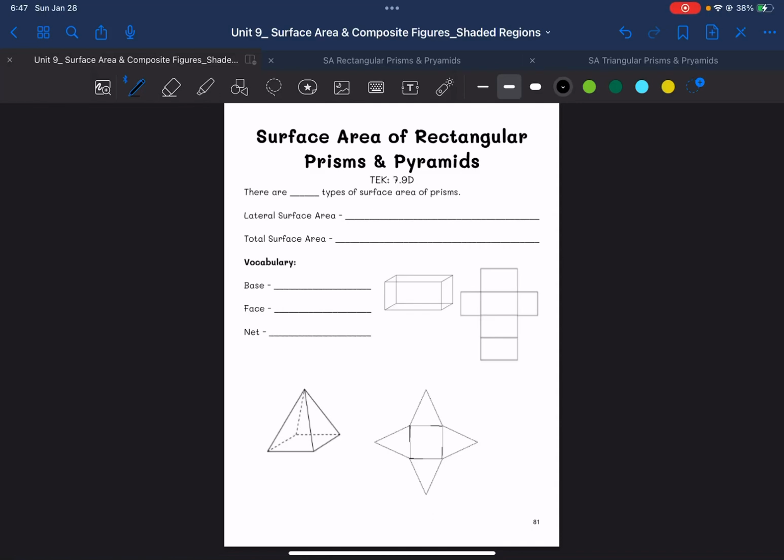Alright friends, so today we're going to go over surface area of rectangular prisms and pyramids, okay? So let's go ahead and get started.